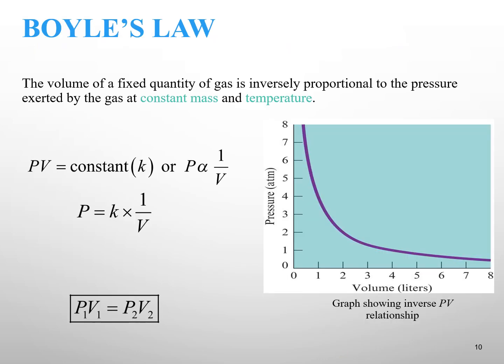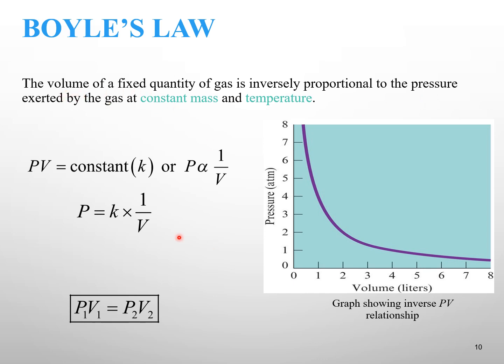So here's the first simple gas law. It's called Boyle's Law. Boyle's Law talks about the relationship between pressure and volume. The volume of a fixed quantity of gas, that means constant moles, is inversely proportional to the pressure. So volume and pressure are opposites. We kind of already knew that, but you have to make sure you keep constant moles of gas and constant temperature. Okay, so the higher the pressure, the smaller the volume will be.